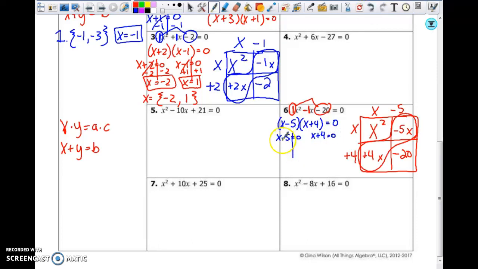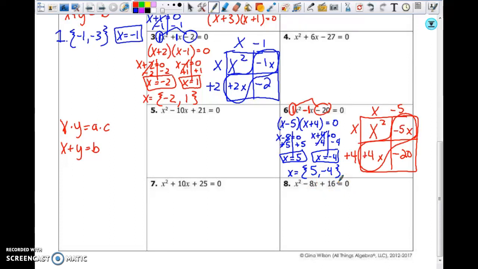How do you get rid of a -5? Do a +5 to both sides, so that'll cancel. Bring down your X. 0 plus 5 is 5. And then X plus 4, how do you get rid of +4? -4. So X is equal to 0 minus 4 is a -4. So your two solutions, your X is equal to 5 and -4. Okay, that's what this means by the curly braces.